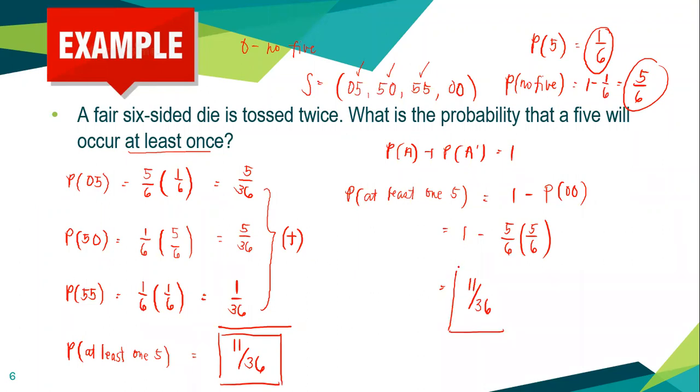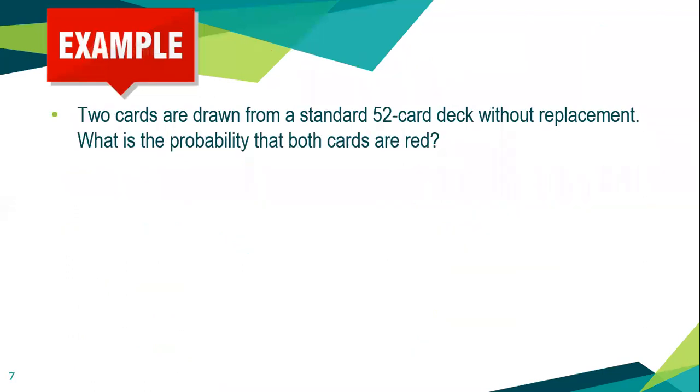So pareho lang ng lumabas na 11/36. Ibig sabihin, again, kahit alin ang pwede niyong gamiting method. So kung saan ka mas komportable, okay lang. Pwedeng itong process na ito or itong idea or principle ng complement of A. Okay? How about this one? Sige nga, let us answer this example.